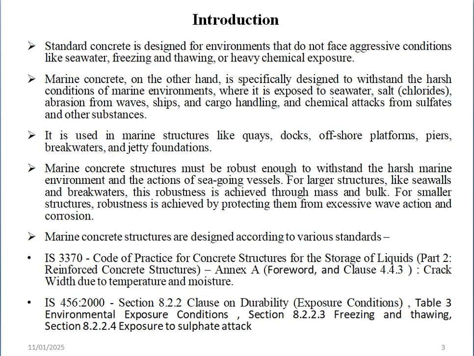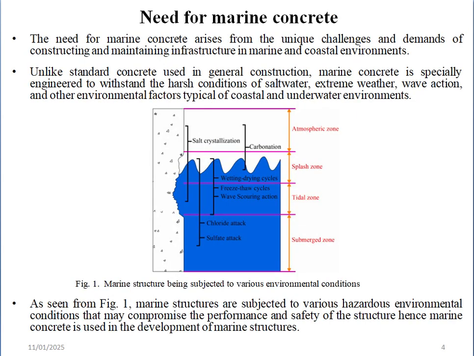Marine concrete structures must be robust enough to withstand the harsh marine environment and the action of sea-going vessels. For larger structures like seawalls and breakwaters, this robustness is achieved through mass and bulk, whereas for smaller structures, this robustness is achieved by protecting them from excessive wave action and corrosion. Marine concrete structures are designed according to various standards. IS 3370 Code of Practice for Concrete Structures for the Storage of Liquids, Part 2, which covers reinforced concrete structures, and IS 456 2000.